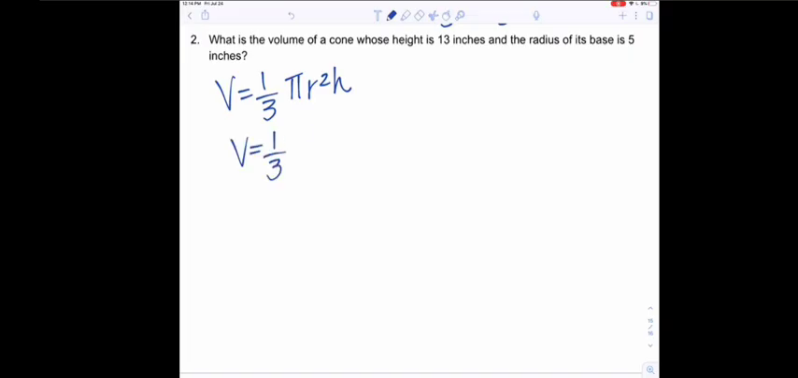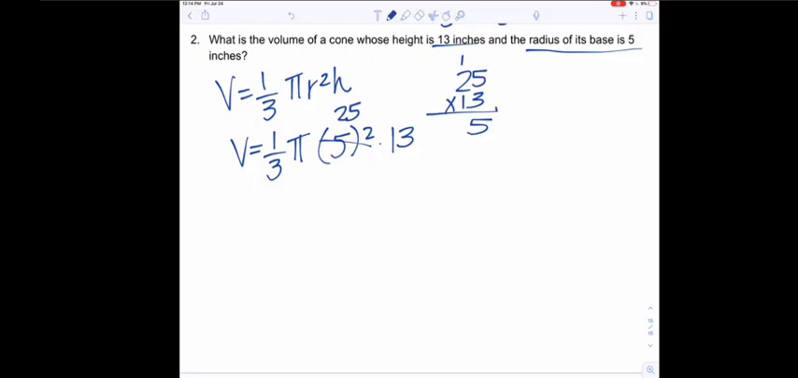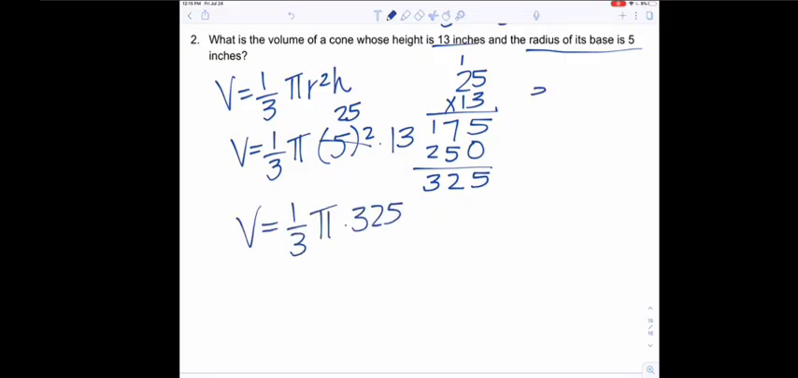So we're just going to plug everything in. 1/3 pi r squared, here is telling us the radius is 5, so 5 squared, height is 13 inches. This is 25. Okay, so now I have to do 25 times 13. 3 times 5 is 15, carry the 1. 3 times 2 is 6 plus 1 is 7, placeholder 0. 1 times 5 is 5, 1 times 2 is 2. So 5, 12, 3. Okay, now I have volume equals 1/3 pi times 325. So I have to do 325 over 3, which is 325 divided by 3. So 3 goes into 3 one time. Bring down the 2. 3 goes into 2 0 times. 3 times 0.